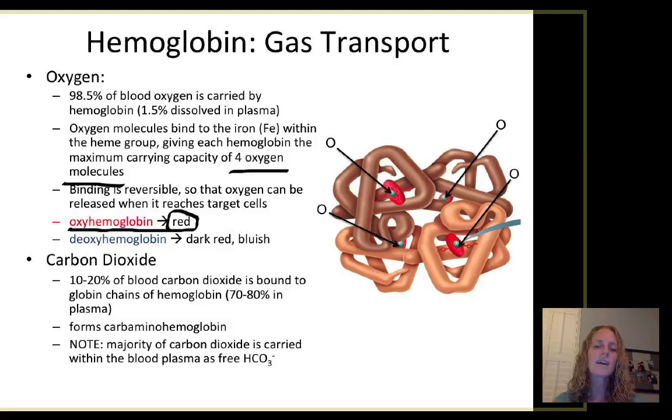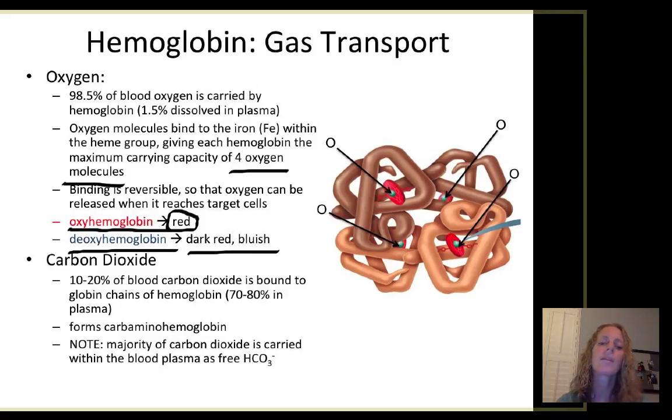When it has less oxygen, or when it is deoxygenated, it is dark red or bluish in color, and that's deoxyhemoglobin. Hemoglobin can also bind carbon dioxide. It's at a different location than the oxygen binding, but about 10 to 20% of the blood carbon dioxide is bound to hemoglobin.